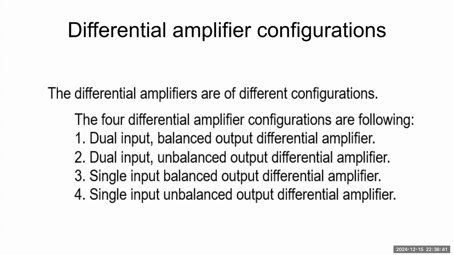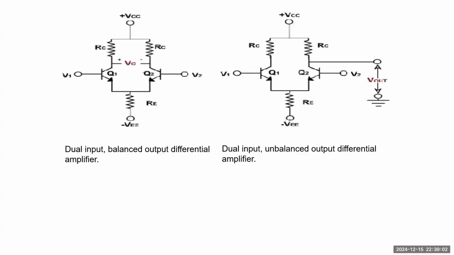Based upon this categorization, we can classify the differential amplifiers into four different types: dual input balanced output differential amplifier, dual input unbalanced output differential amplifier, single input balanced output differential amplifier, and single input unbalanced output differential amplifier.